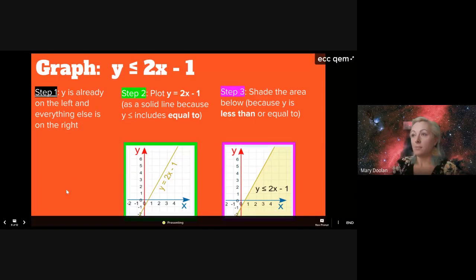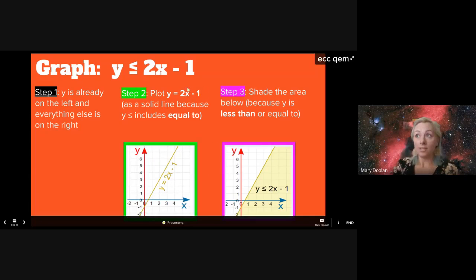So here's our first example I want you to take a look at. Graph y is less than or equal to 2x minus 1. Step 1, we don't even have to do anything. Y is already on the left and everything else is on the right. Step 1's done. Step 2, plot y equals 2x minus 1. Okay, so we're thinking about it as if it had an equal sign. And it's going to be solid because of that symbol, okay? The less than or equal to includes an equal to, so it is a solid line.